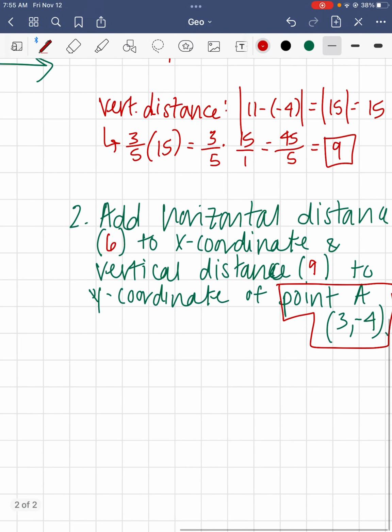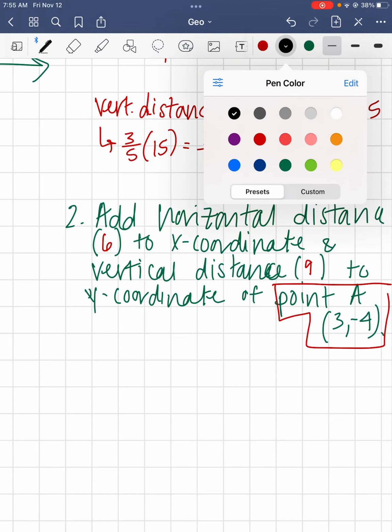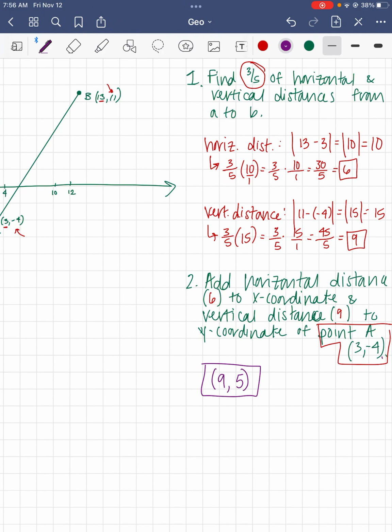Okay, so let's do this then. So point A is at 3, -4. Let's pick another color. Let's do purple. Point A is at, the x value is at 3. So let's add that horizontal distance 6 to 3. Our new point is going to be 9. And then let's add the vertical distance, which is 9, to the y coordinate of A, which is -4. So -4 plus 9 is 5. Okay, so now we have this new coordinate here. This represents 3/5 of the way from point A to point B.